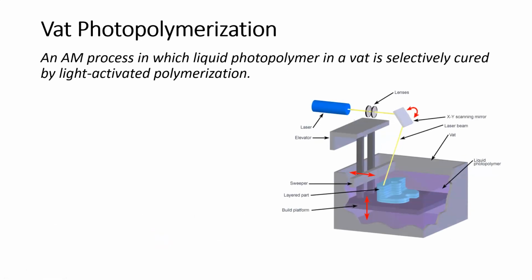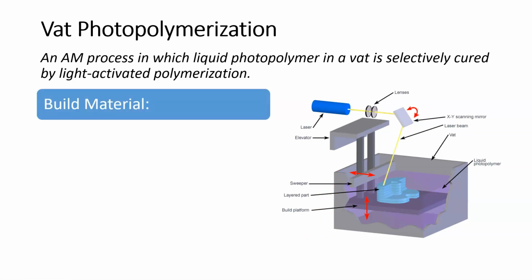So the vat photopolymerization process. The official standard definition of vat photopolymerization is an additive manufacturing process in which liquid photopolymer in a vat is selectively cured by light activated polymerization. And you can see in the figure on the right a generalized approach to this. We're going to go through each one of these parts of this process in the slide after it, but let's keep it kind of broad at this stage.